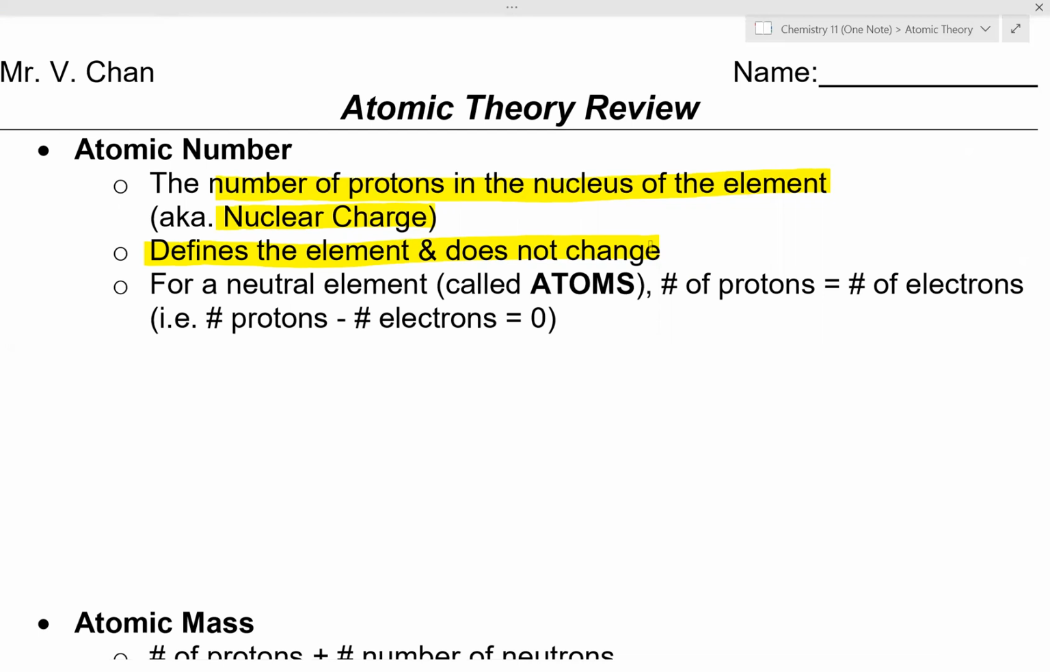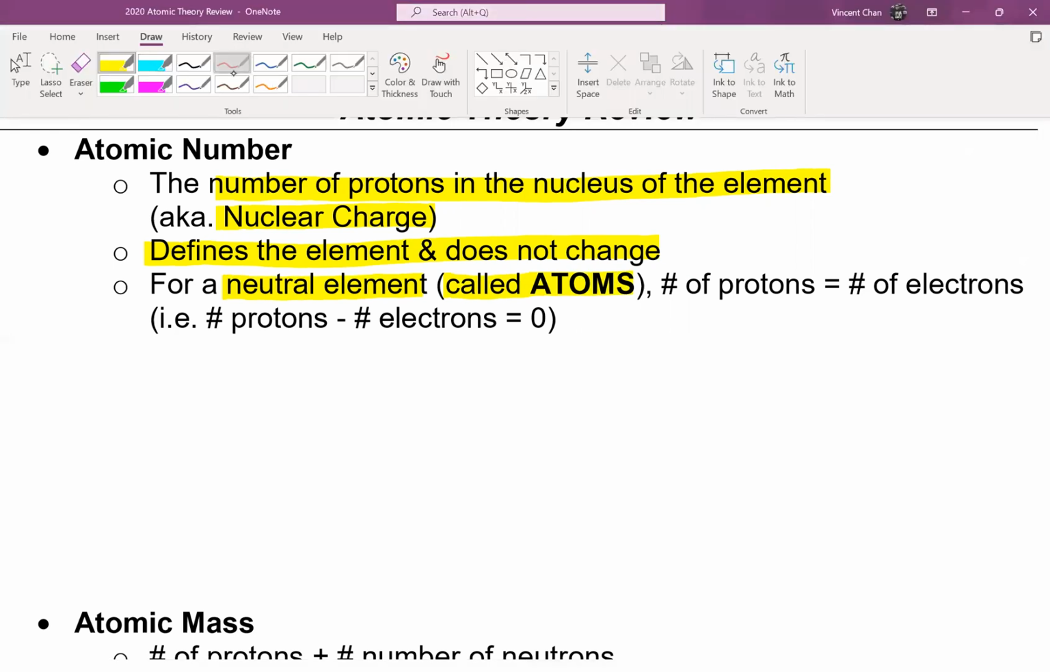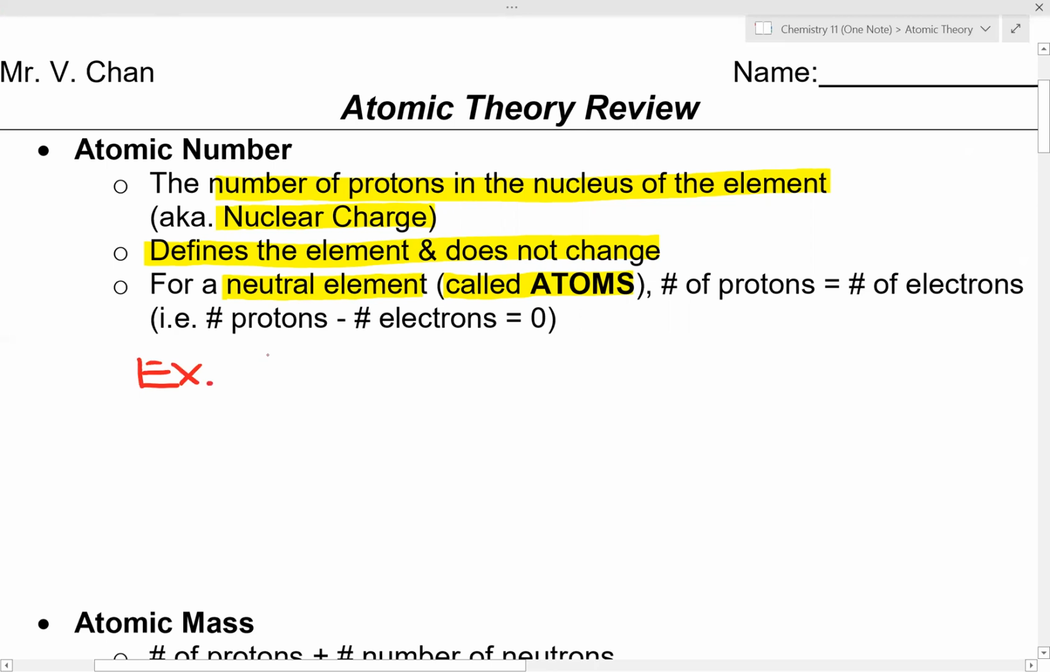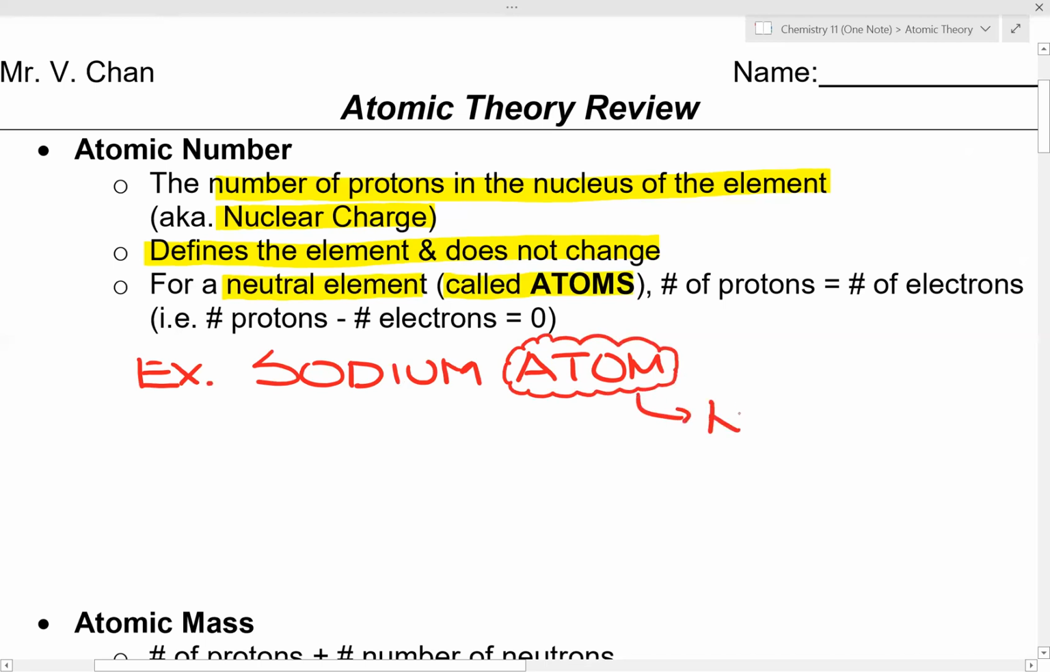Okay. So for a neutral atom, the number of protons equals the number of electrons. In other words, if we take the difference between the number of protons and electrons, it would be 0. So for a neutral element, how do we know it's an element? We call it atoms. Let's say, for example, we had a sodium atom. Now, the key word here is atom, and what that means is that it is neutral.